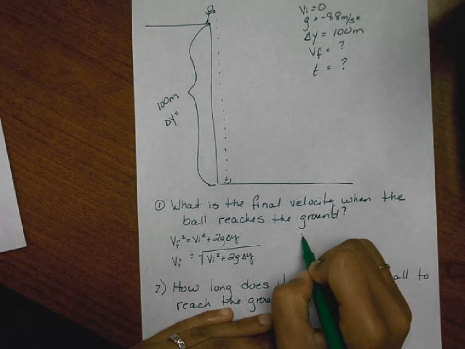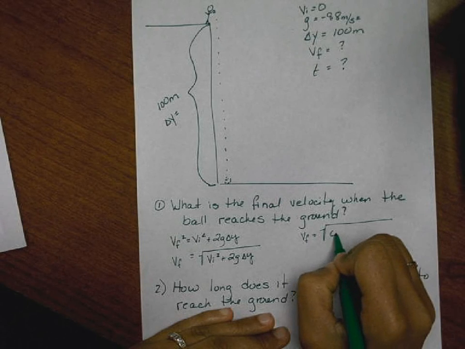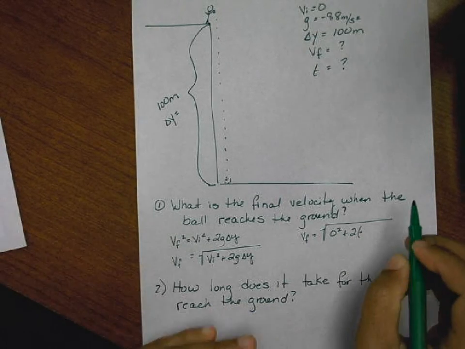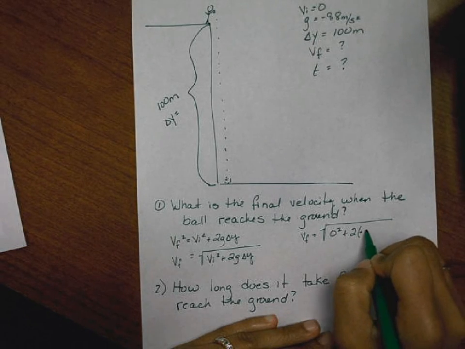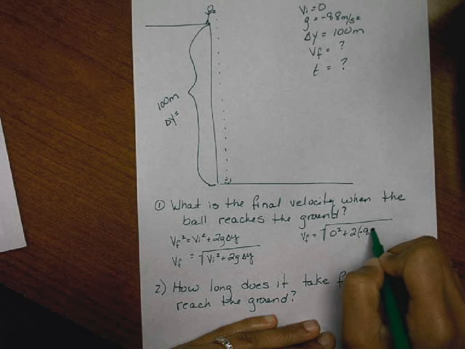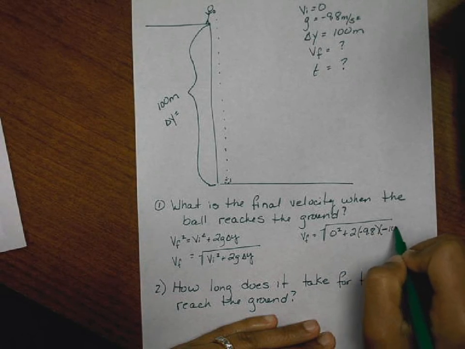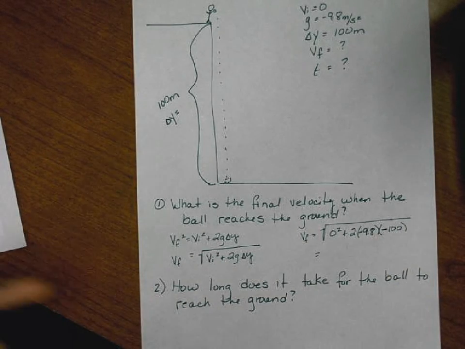When I do that, I get VF is equal to the square root of 0 squared plus 2 times, and I'm going to go ahead and put the direction of these variables into the equation. So negative 9.8, and it falls down negative 100 meters. Once I do that, then I'll go ahead and get my answer. I don't have my calculator, so I'm going to leave that up to you all.